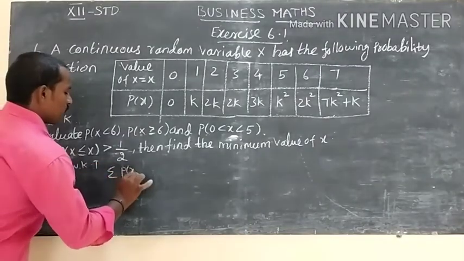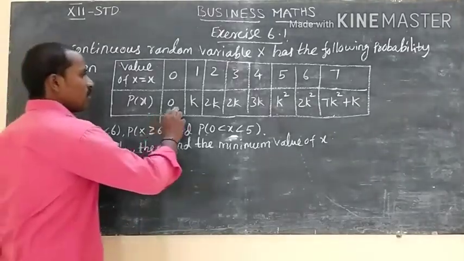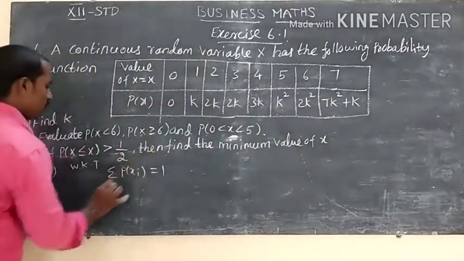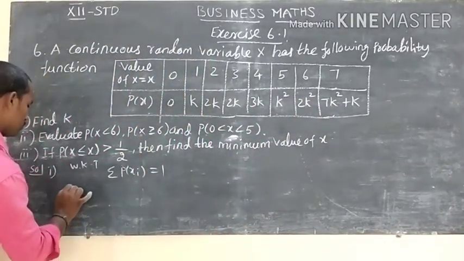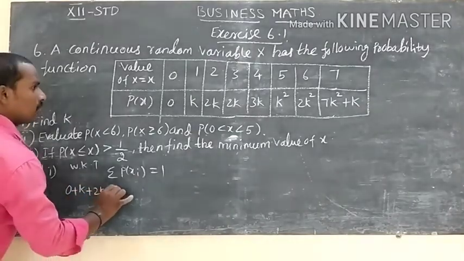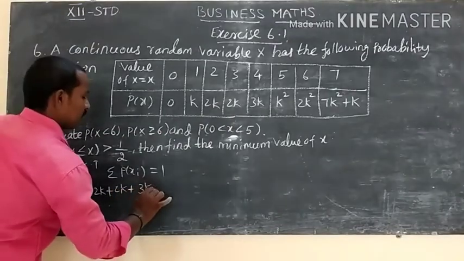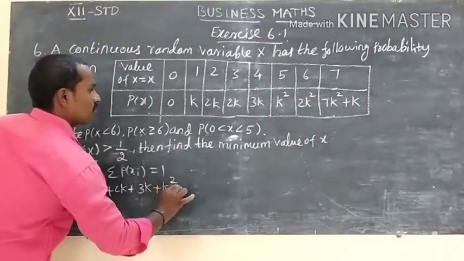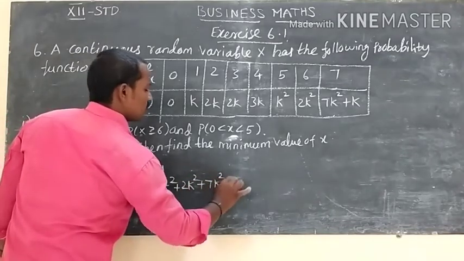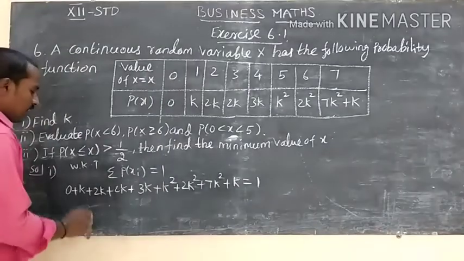summation p of xi is equal to 1. That means the sum of all the probability is equal to 1. Sum of all the values is 0 plus k plus 2k plus 2k plus 3k plus k square plus 2k square plus 7k square plus k, which is equal to 1. First consider the k value.